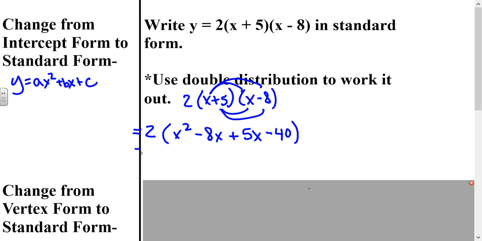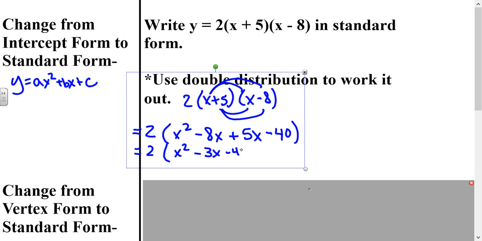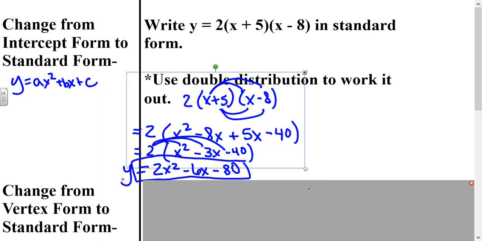Okay, then I can combine like terms, so I get x squared, negative 8x plus 5x would be negative 3x, minus 40. Now I can distribute the 2 to all 3 numbers. So my final answer is 2x squared, and then 2 times negative 3x would be negative 6x, and 2 times negative 40 would be negative 80. So that would be the answer. And make sure you have the y in front still, because it is an equation. So we leave the y in front. So it's y equals 2x squared minus 6x minus 80.